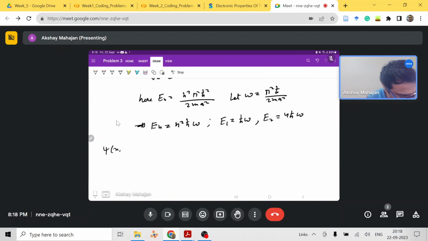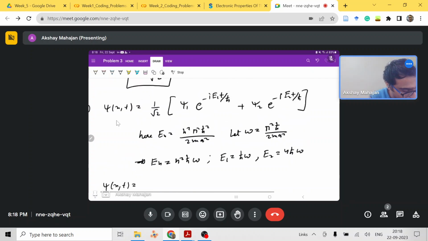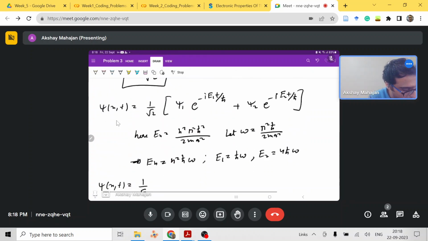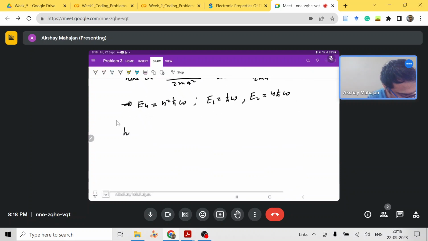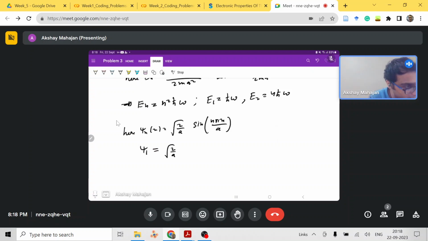So our ψ(x,t) will be equal to 1 by root 2, and also our sin n function as well. We also know that ψ_n(x) is equal to under root 2 by a sin(nπx/a). This is our formula. So our ψ1 will be equal to under root 2 by a sin(πx/a), and our ψ2 will be equal to under root 2 by a sin(2πx/a).